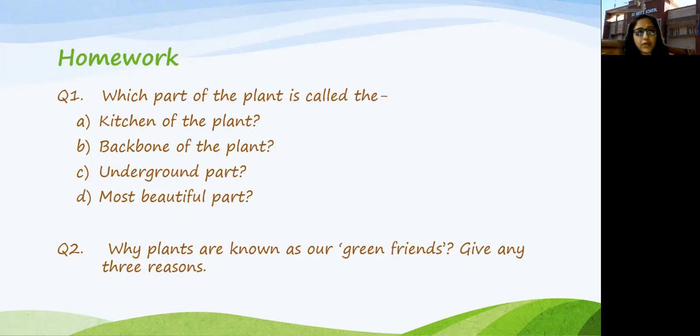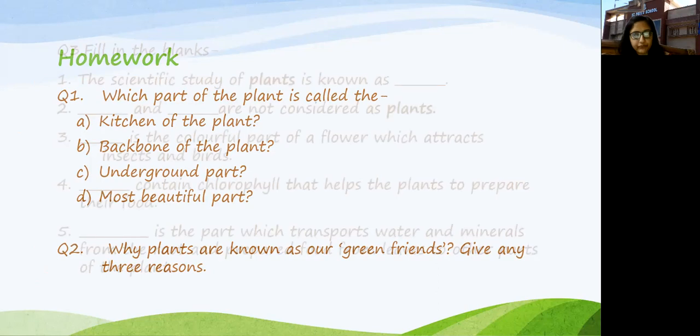Next, question number 2, why are plants known as our green friends? Give any 3 reasons. You have to write 3 points on why we consider plants as our green friends. Why are they our friends? What are their benefits? You have to provide any 3 reasons here.